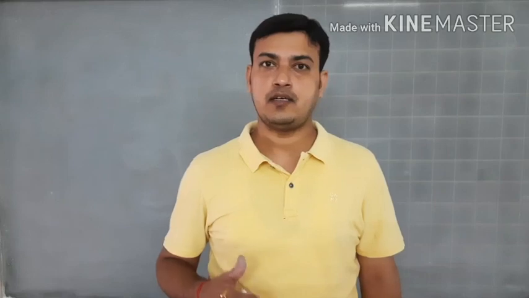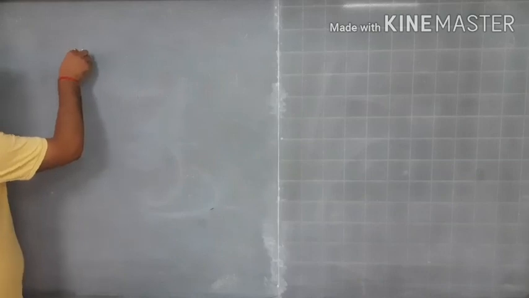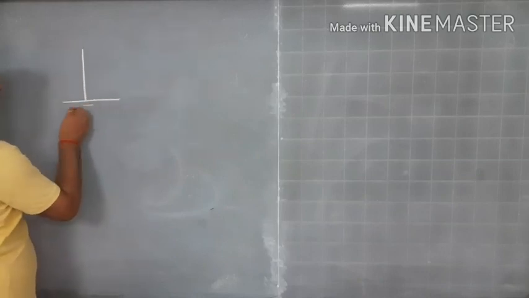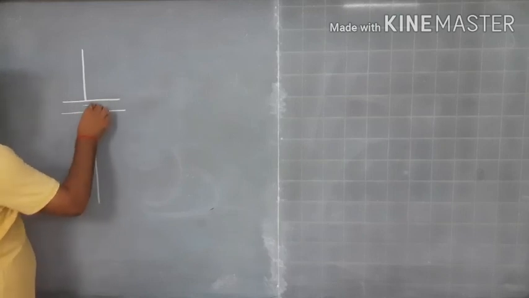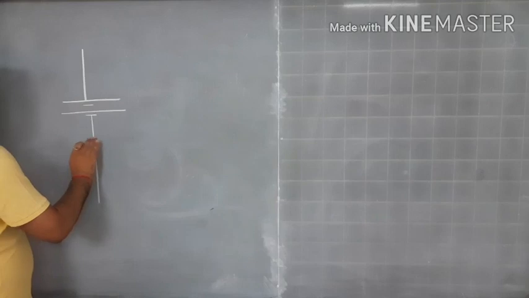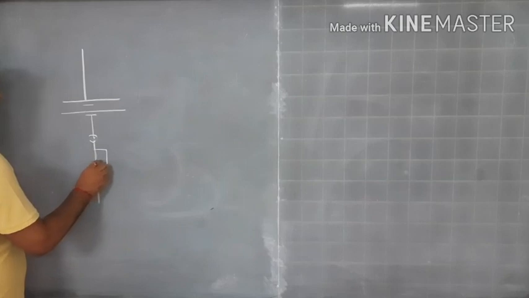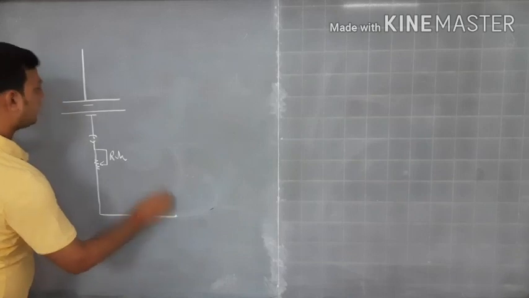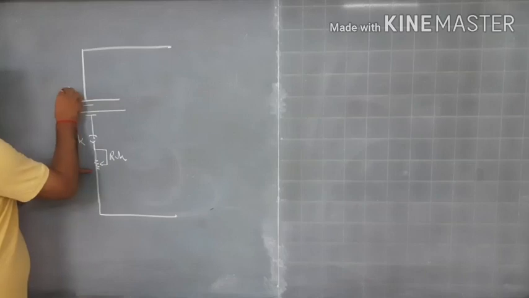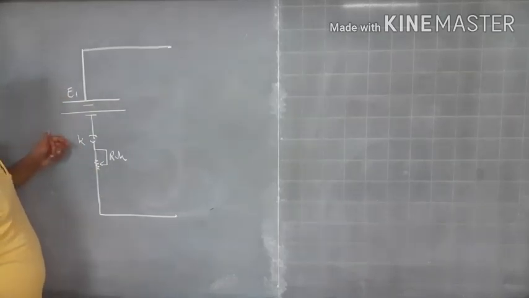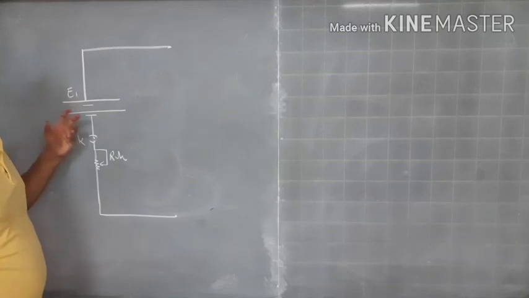So let us see the diagram for potentiometer. So a potentiometer contains a battery. This battery is called driver cell, and with the key over here we can connect a rheostat for controlling the current in the circuit. So I have a battery, a switch, a rheostat to control the current, and let the EMF of this battery be E. We can also take a cell.